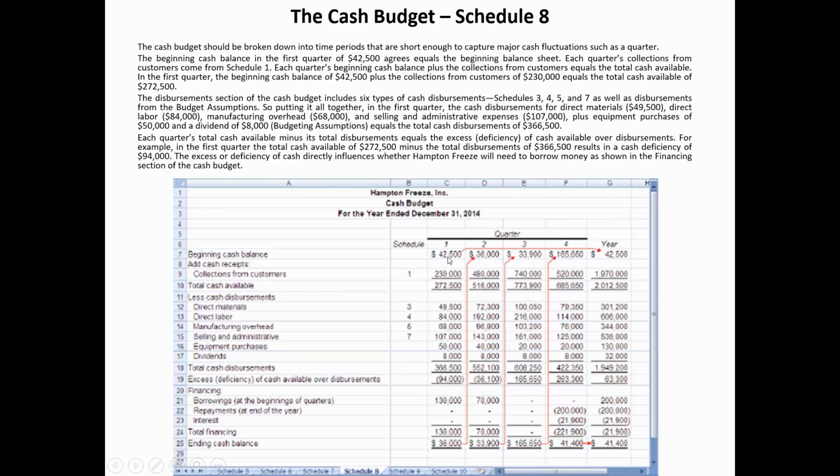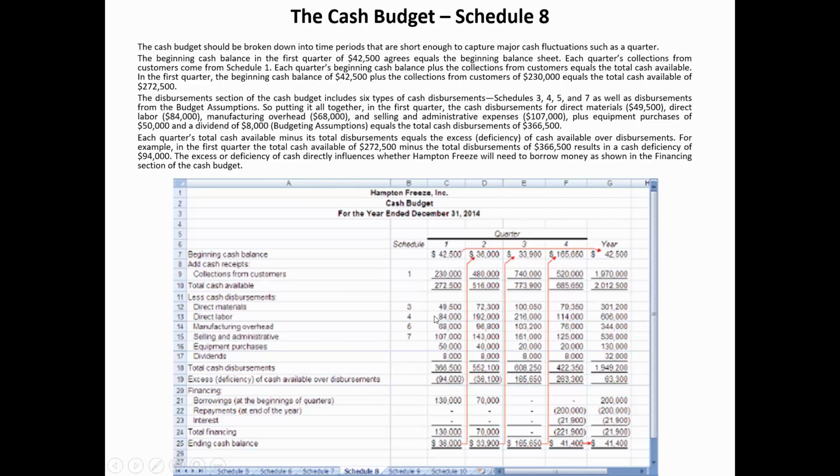So we had $42,500 on hand at the beginning of the year. Then we looked at, from Schedule 1, how much we expect to collect from our customers during this quarter. This will give us the total cash available. Next, we have to look at our disbursements. So this is direct materials from Schedule 3.